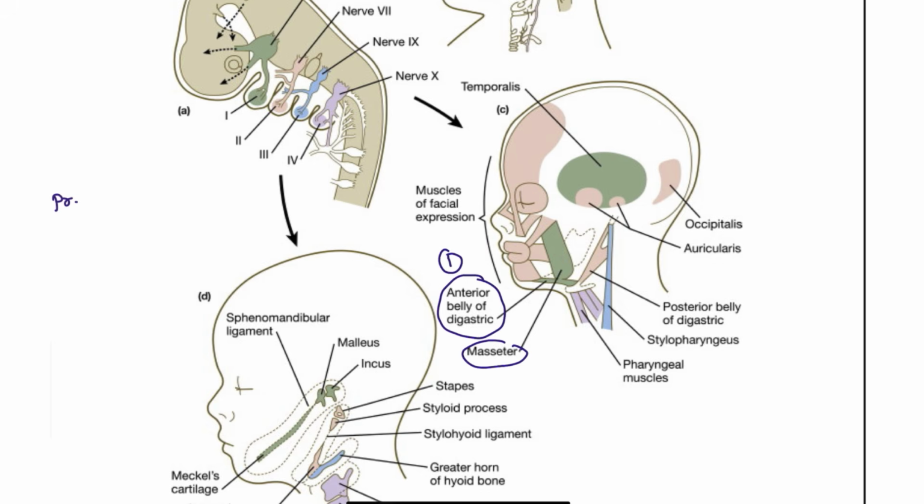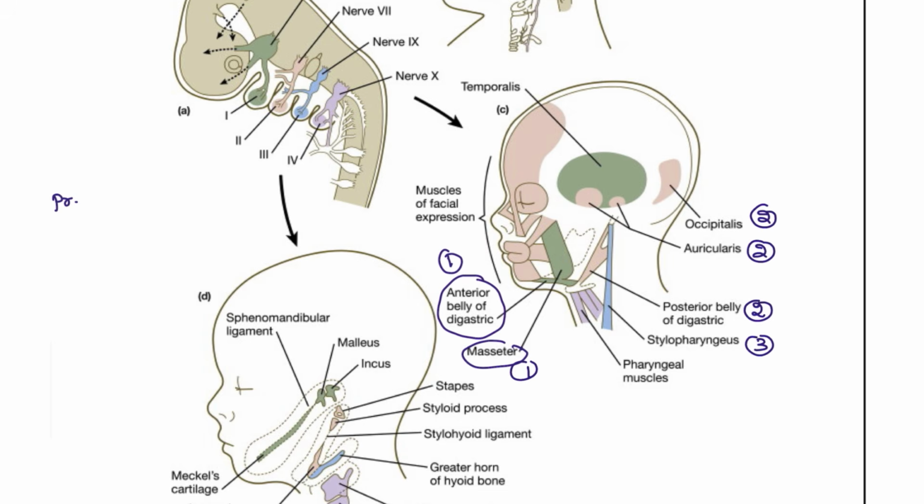Sorry guys. So this is the first and second, which first one. Both are in the first arch derivatives. Okay. Next, these are the second arch: occipital, auricularis. These are the second arch, and also the posterior belly of the digastric.